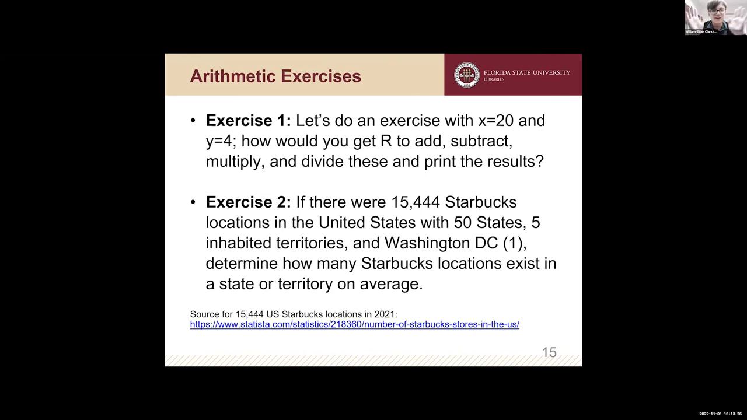Hi. So we have two exercises, kind of. Let's focus on the first one first, where we have x equals 20 and y equals 4. So the question is, how can we make objects out of x equals 20 and y equals 4 and then proceed to add, multiply, divide, and subtract? Well, add, subtract, multiply, divide the two of them and print those results. I'll give you all a minute to do it. I'll demonstrate it once the minute's up.